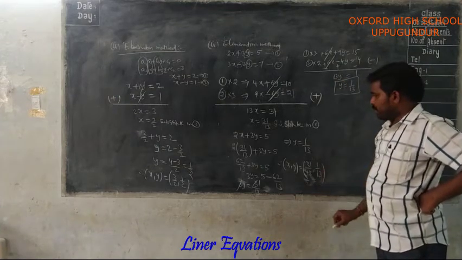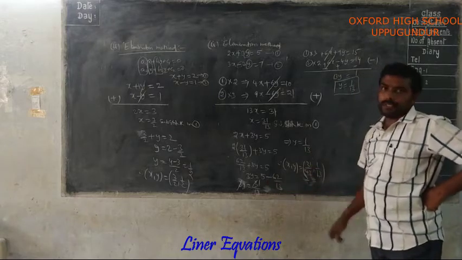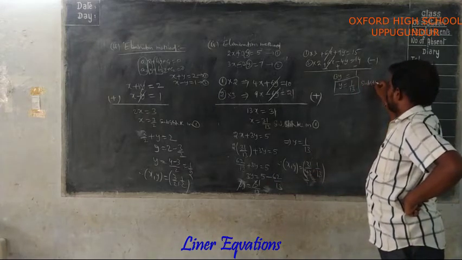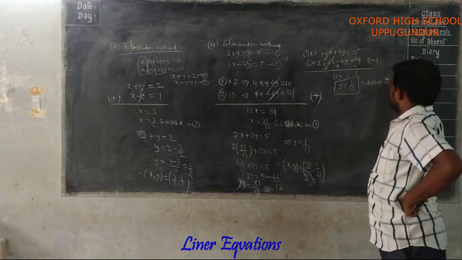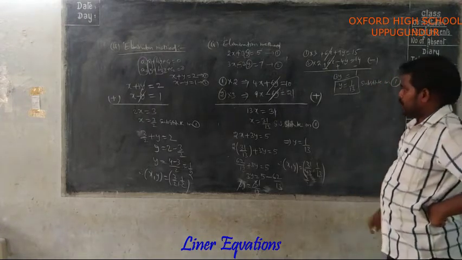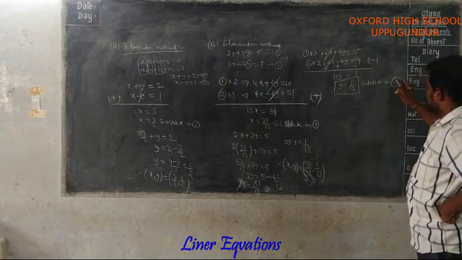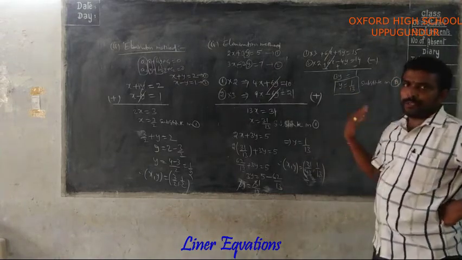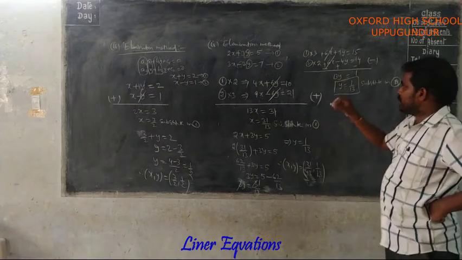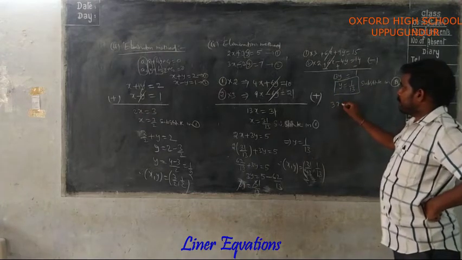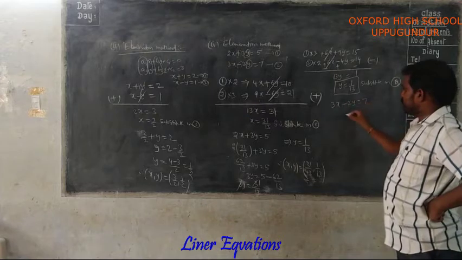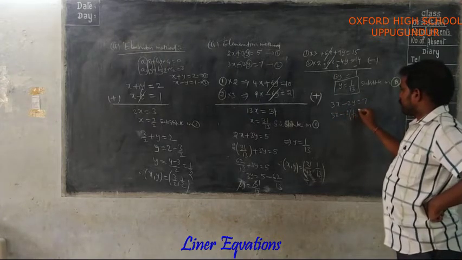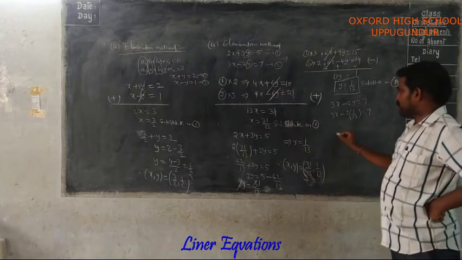So we are getting y value 1 by 13. Now substitute this value in any one of the equations. Here we are substituting y. Now we are substituting in equation 2 also. Equation 1 or equation 2, you can substitute in either. Now what is equation 2? 3x minus 2y equal to 7. 3x minus 2 into y value, 1 by 13, equal to 7.